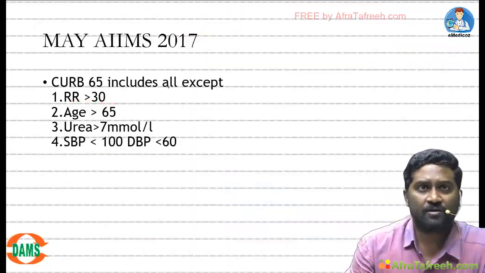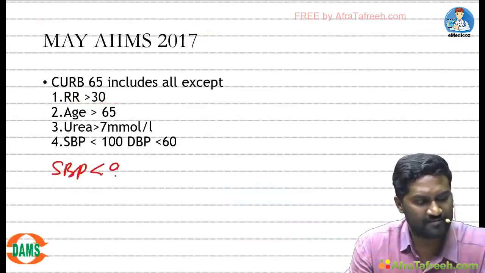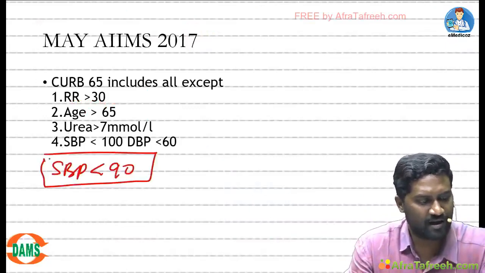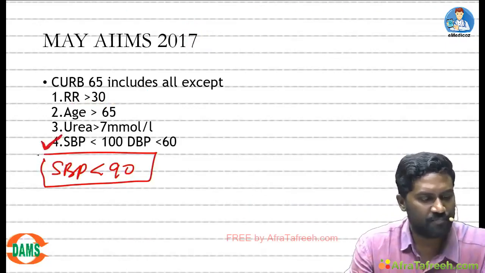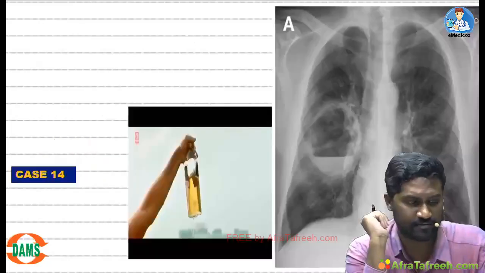CURB-65 includes all except: SBP should be less than 90, not less than 100. The best answer is option 4. SBP should be less than 90, not less than 100.